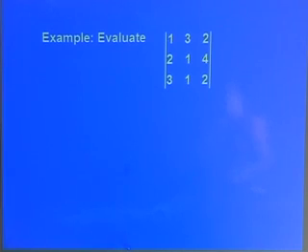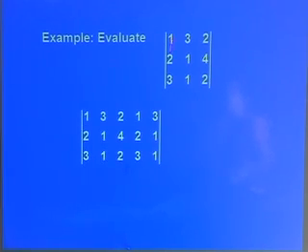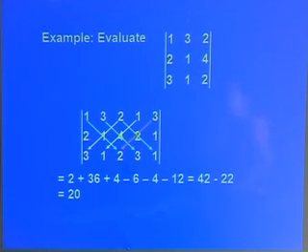So, if we illustrate this with this example, I have copied down the first column here and the second column here. Then I obtain this product and this product minus this product and this product, and finally what I get is 2, 36, 4, 6, 4 and 12. This comes out to be 20.